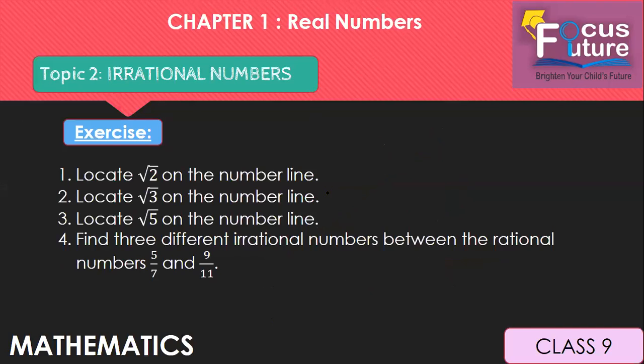I suggest you solve these questions of the exercise, and if there is still any doubt left, you can ask in the comment section below. I would be discussing one more question, that is, find different irrational numbers between two rational numbers. So this topic is left. I would be discussing this now.